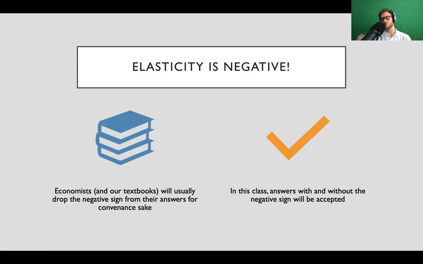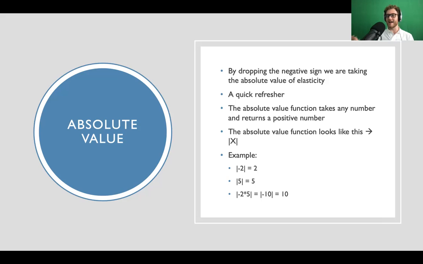Economists and our textbooks will usually drop that negative sign for their own answers because it's convenient. It's easy to just not put in the negative sign. So, to make up for that, in this class, we will accept answers both with and without the negative sign, so don't stress too much. Just do what you got to. Now, by dropping the negative sign, what we're really doing is taking the absolute value of elasticity.